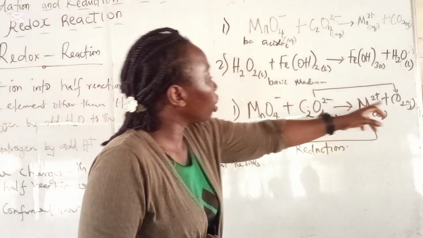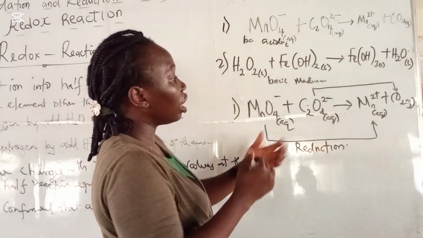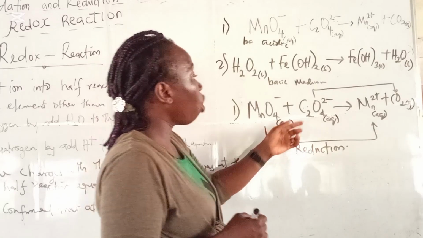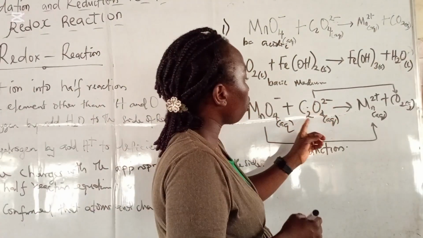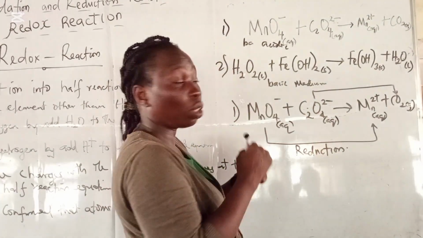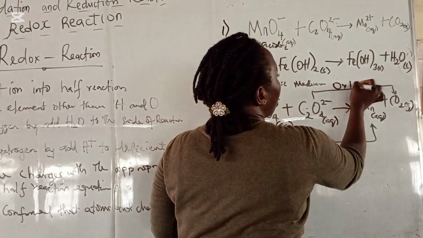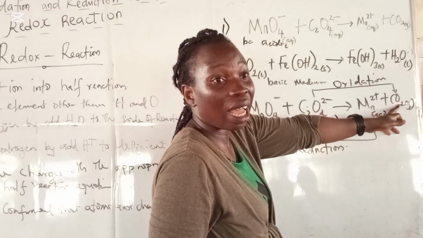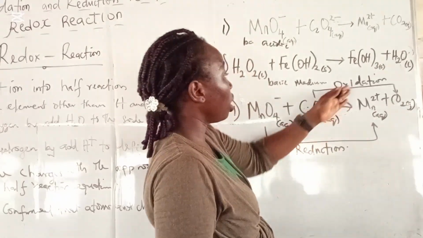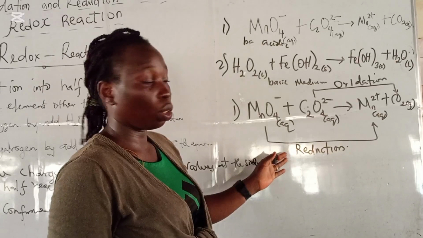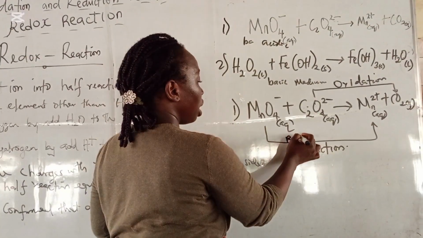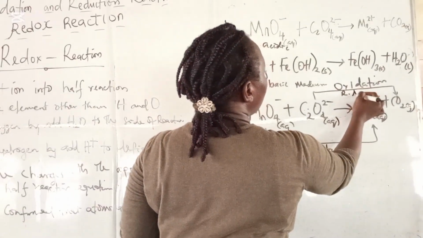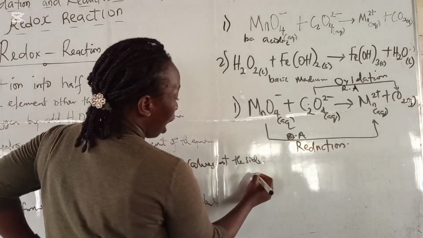But moving from here to here, oxidation has occurred because the oxidation number has increased from what? The oxidation has occurred here because the product shows that carbon has gained what? Oxygen. So here is what? Oxidation, and here is reduction. And therefore this becomes the oxidizing agent, and this becomes what? The reducing agent.